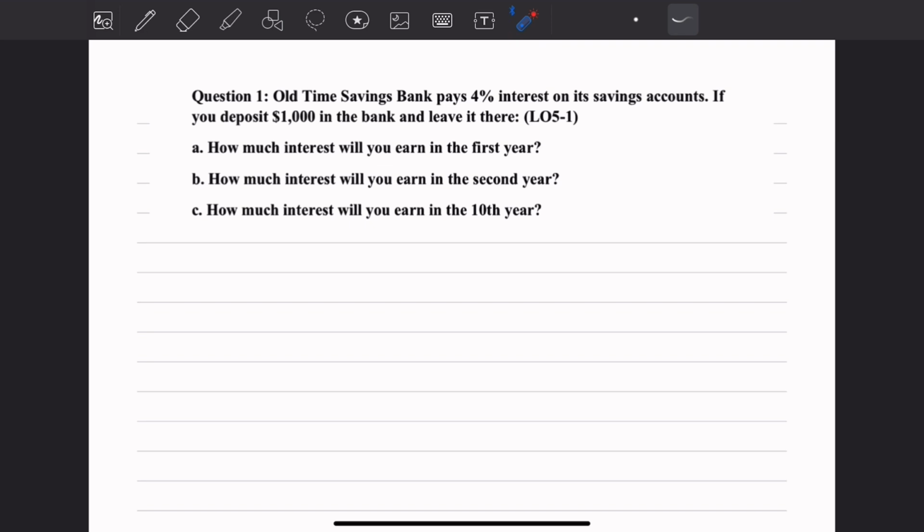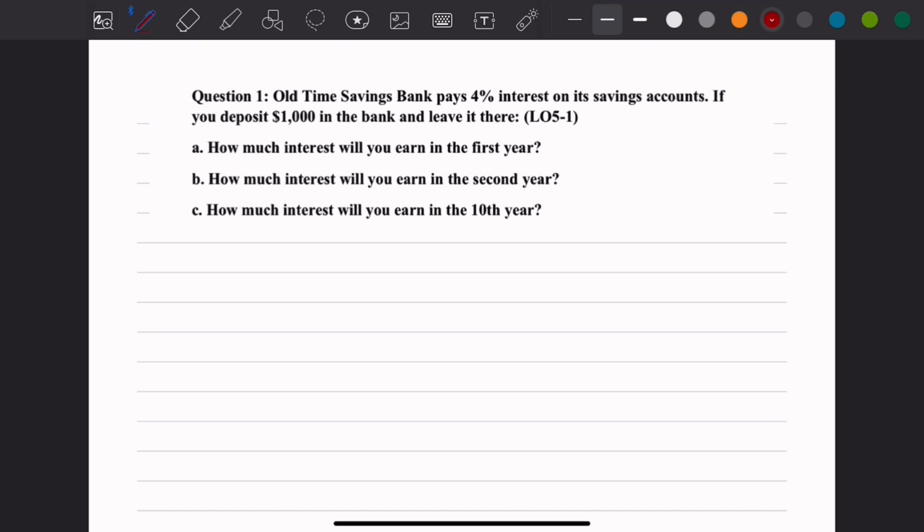So for the first year, we just want to know how much interest the account earned in that specific year, okay? And then again, for B, how much interest did the account generate within the second year only, all right? So it's very important for you to understand that to be able to answer the question correctly, okay? So let's start with the first one.